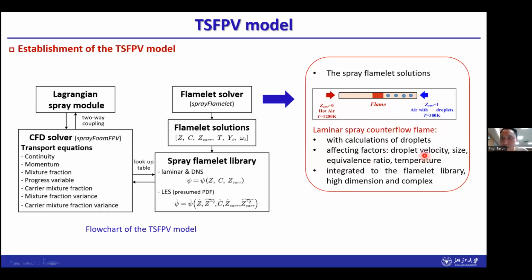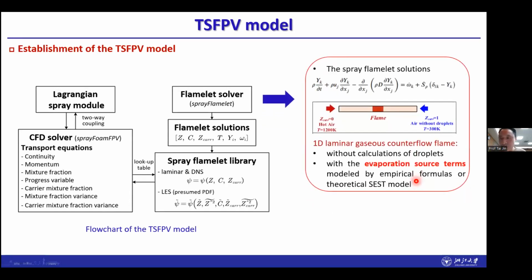All these parameters need to be integrated into the flamelet library, because if the velocity of the droplet is different, the flamelet structure will be different. If the droplet size is different, or the global equivalence ratio is different, the spray flamelet structure is different. So in this way, you need to calculate lots of counterflow flames, and the flamelet library will be very high dimensional and very complex. So how to solve this problem? This is the key to the TSFPV.